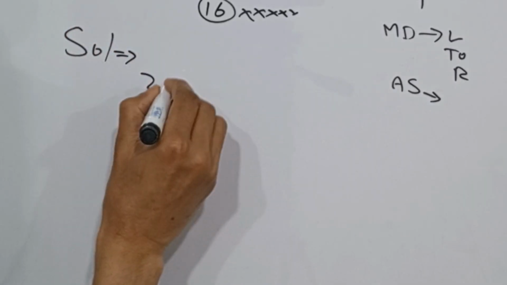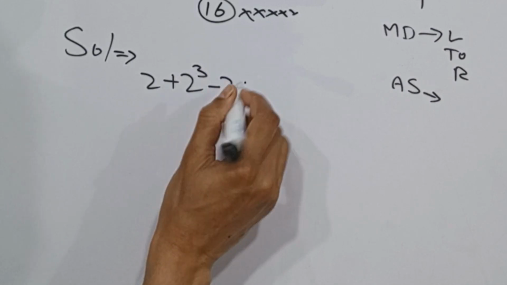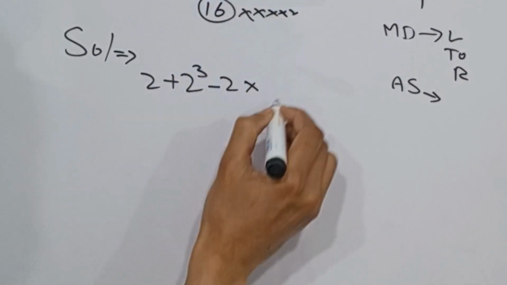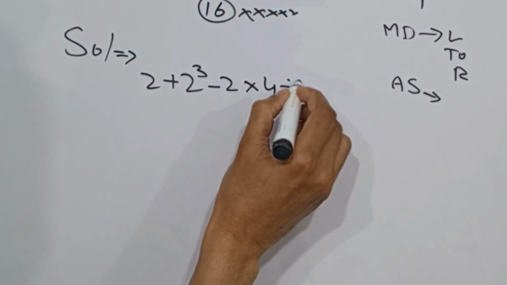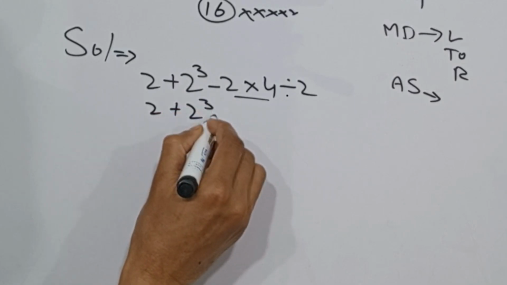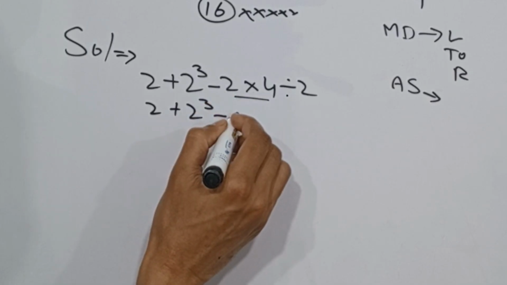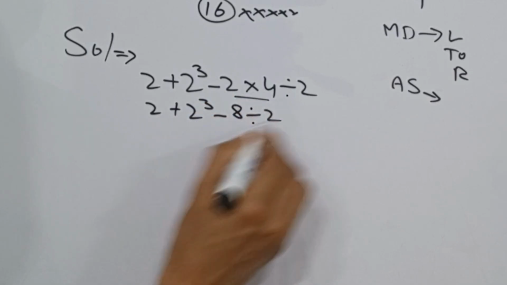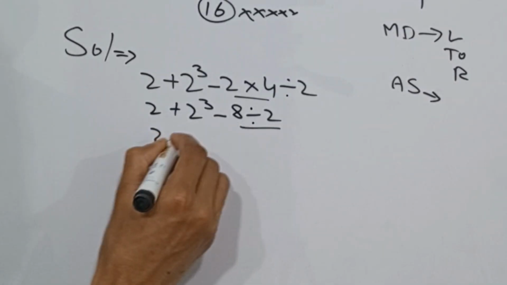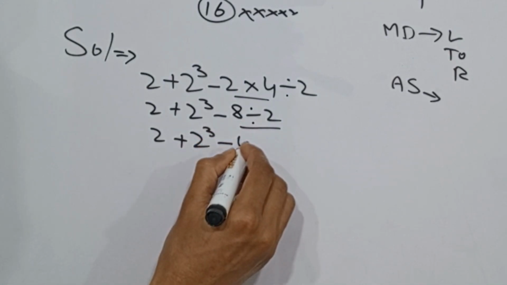Solve again. 2 plus 2 cubed minus 2 times 2 squared divided by 2. First multiply. 2 squared is equal to 4, right? Now multiply. 2 plus 2 cubed minus 2 times 4 is equal to 8 divided by 2. Now divide first, right? So 2 plus 2 cubed minus 8 divided by 2 is equal to 4.